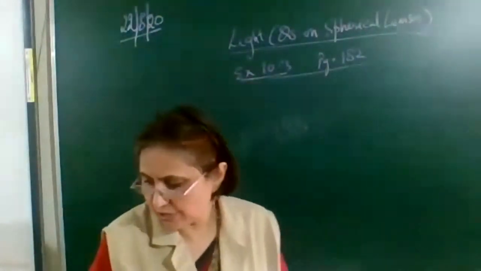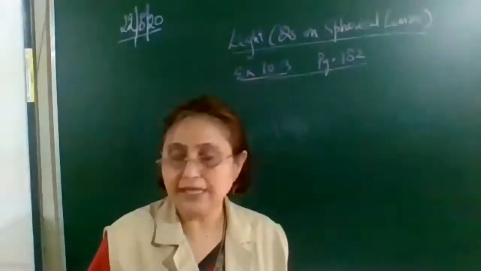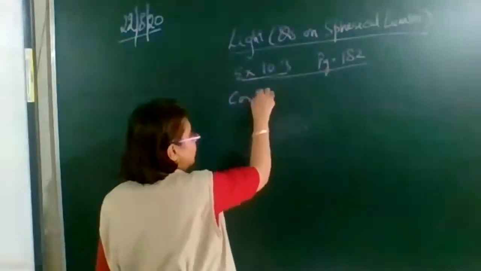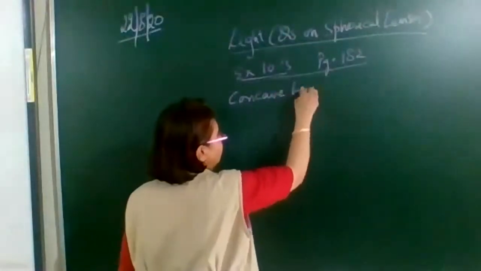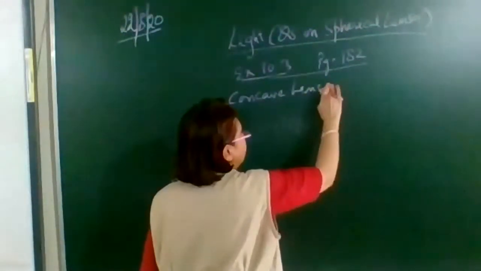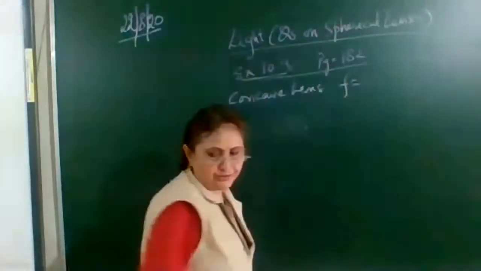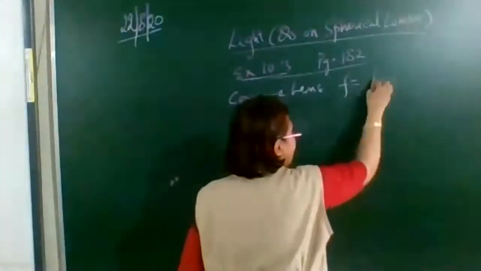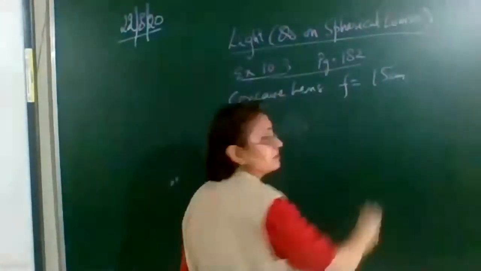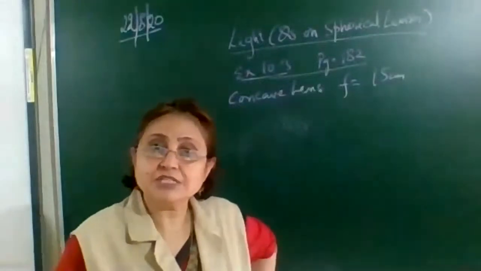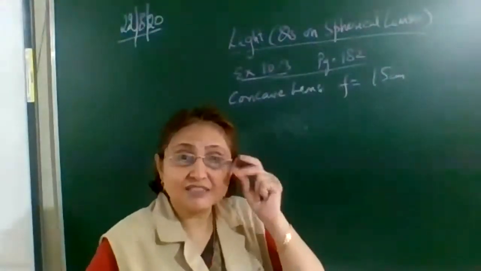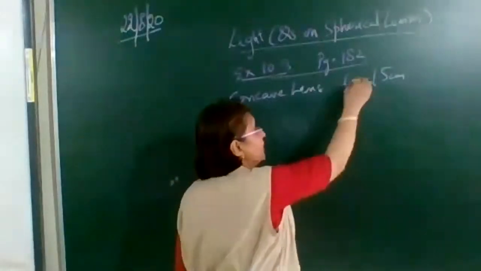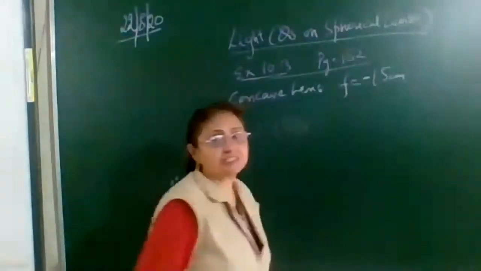Okay, now let's read the question. A concave lens of focal length 15 centimeter. So first you will write which lens is that. This is a concave lens whose focal length is given as 15 centimeters. As it is a concave lens, according to the sign conventions, the focal length of a concave lens is negative. So this will be minus 15 centimeters.